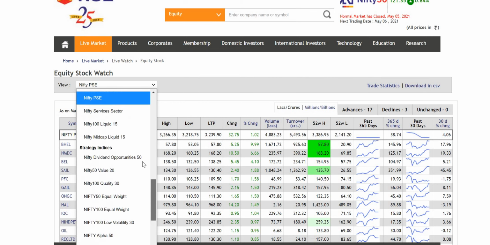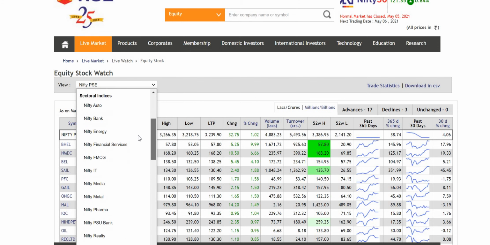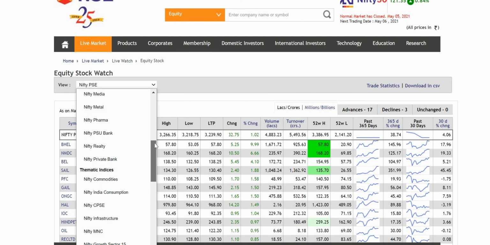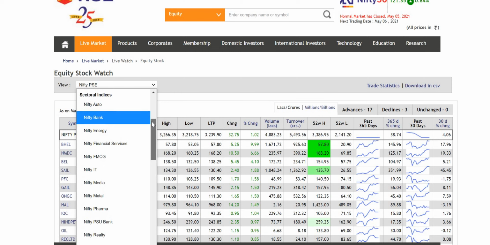Now, where do I focus? I focus on two major index types. The first is the sectoral indices. It tells me which sector is performing and which sector is not performing. And then the second is the thematic indices. I'll still focus more on the sectoral indices.